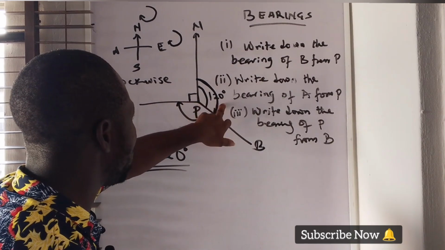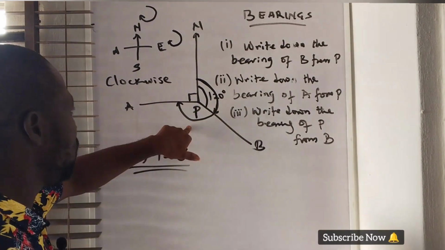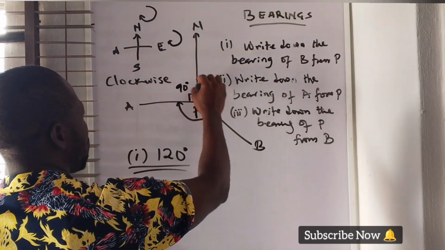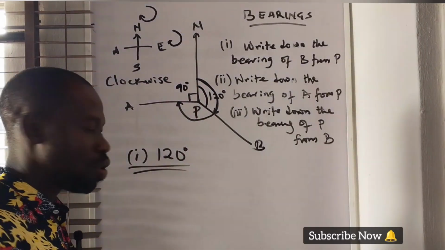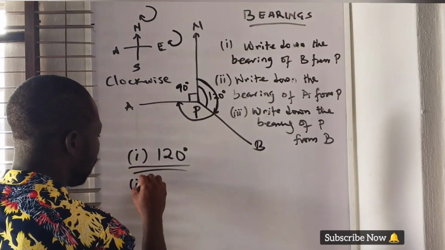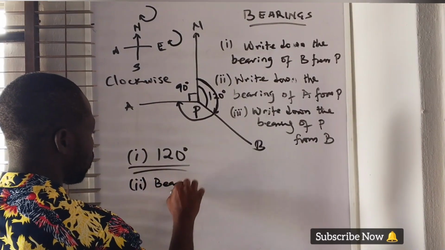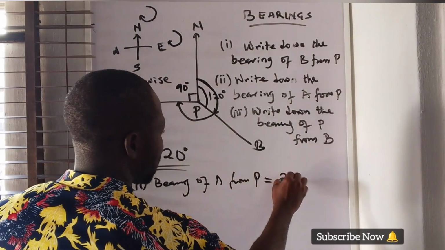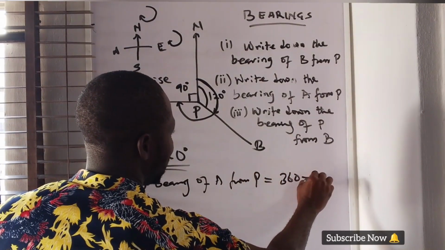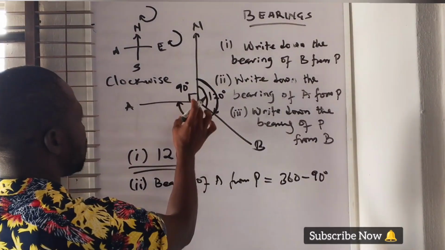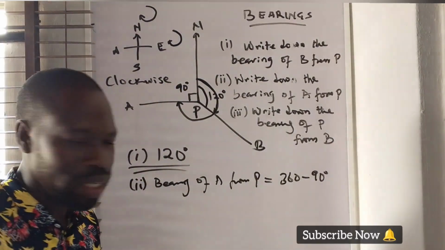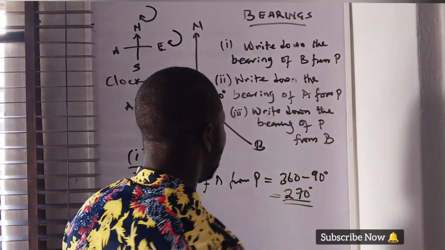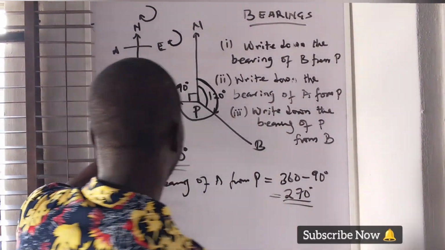All right, so we know this part to be 120. We don't know this part, but we also see that this is a right angle, which means this is 90 degrees. So when we subtract that from 360, we're supposed to get the bearing of A from P. So the bearing of A from P is going to be 360 minus 90 degrees. This 90 degrees is subtracted from the whole angle at a point, and that's going to give us 270 degrees. And that is the bearing of A from P.